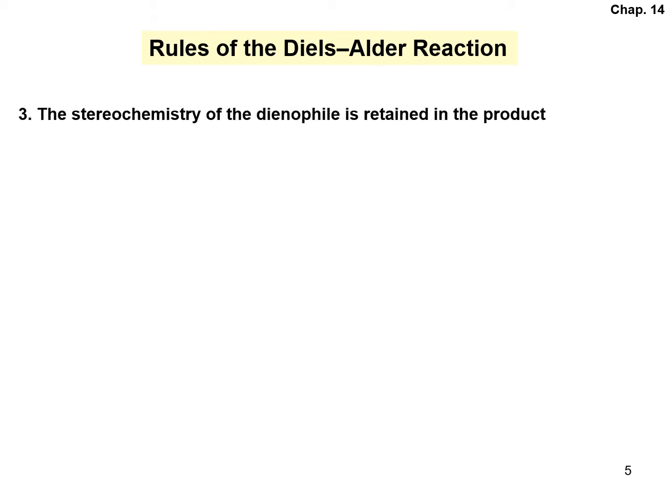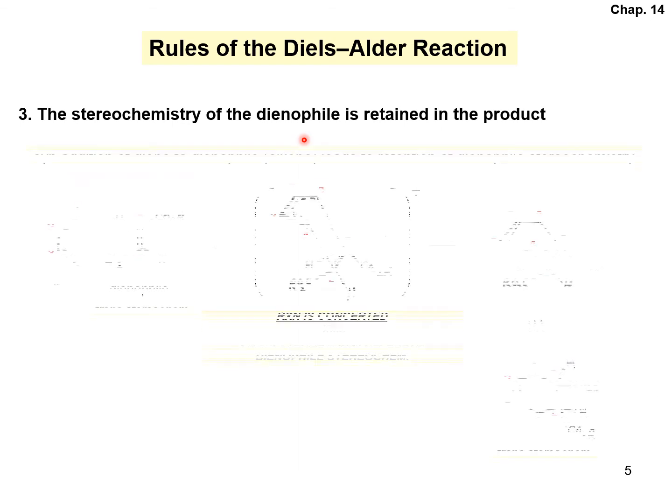Another rule of the Diels-Alder reaction is that the stereochemistry of the dienophile is retained in the six-membered ring cyclohexene product. When we're talking about the stereochemistry of the dienophile, which is a double bond, we're talking about whether the substituents are cis or trans to each other on the double bond of the dienophile.